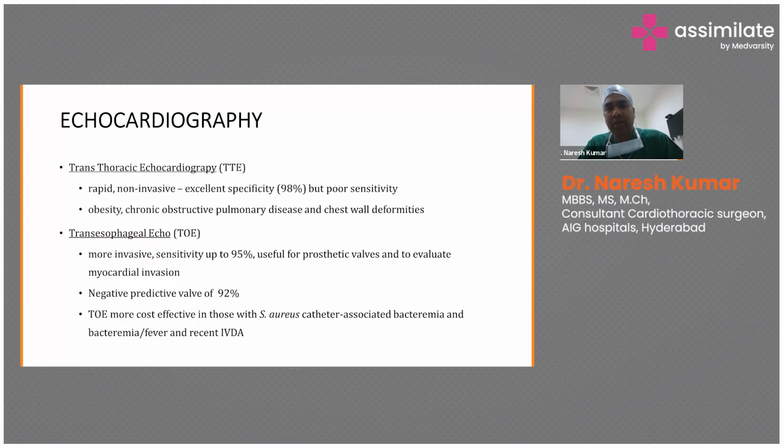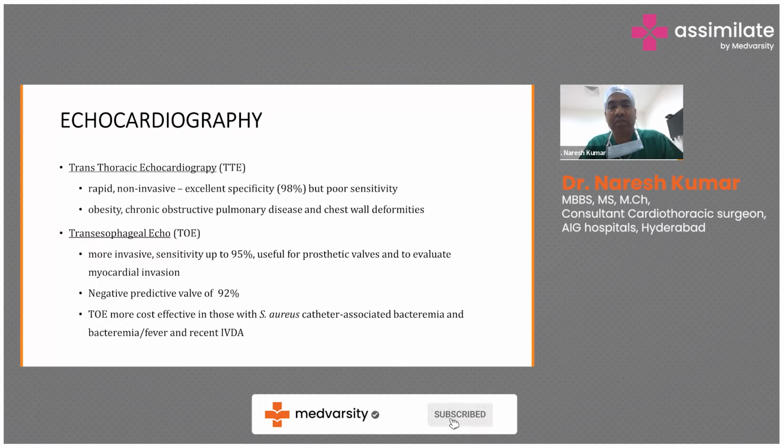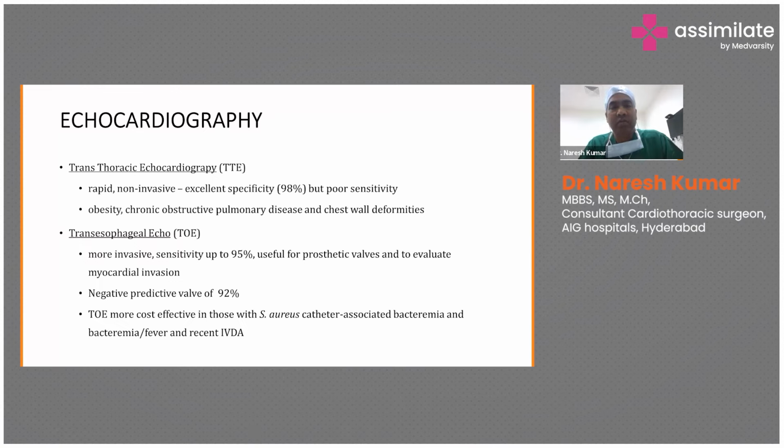Echo is the basic, very important modality for the diagnosis of infective endocarditis in suspected cases. Transthoracic echo is very rapid and non-invasive, and it has excellent specificity of almost 98%, but poor sensitivity. In obese and COPD patients, of course, there will be a poor echo window, so it will be difficult. In those patients, transesophageal echo is preferred. It is more invasive, but it has a high sensitivity of up to 95%.